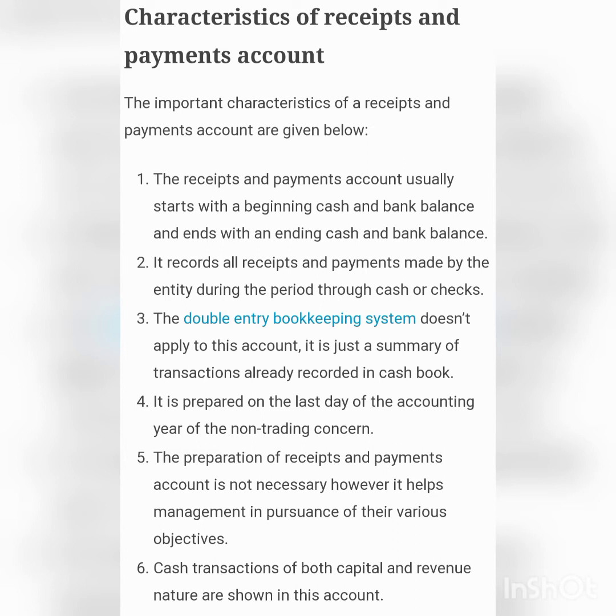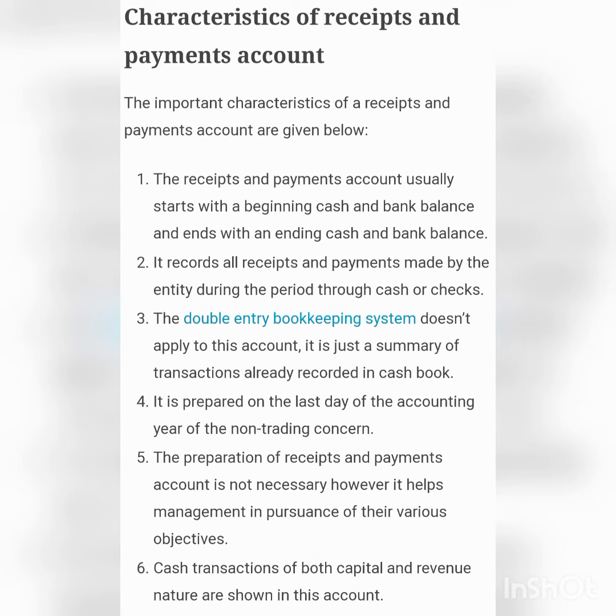The cash transactions of both capital and revenue nature are shown in this account. The purpose of preparing this account is to show the amount received and paid under different heads during the accounting period. The adjustments for outstanding expenses, prepaid expenses, accrued income or income received in advance, and depreciation are not made in this account when it is maintained on cash basis of accounting.